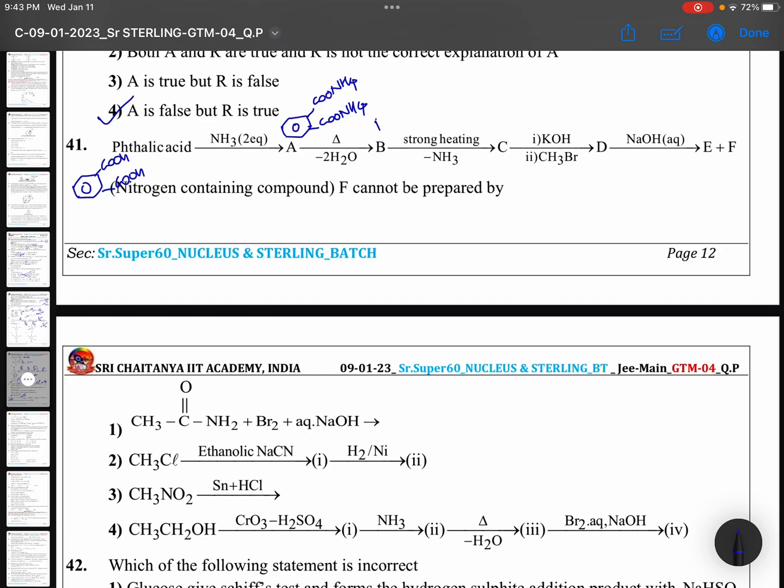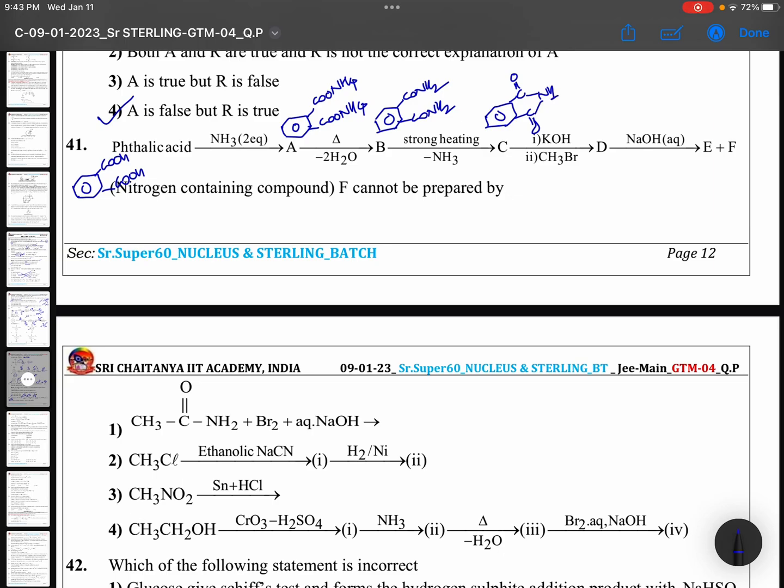on heating, CONH2, CONH2, amides. On strong heating, one ammonia is gone, so it becomes phthalimide. So we are going towards Gabriel phthalimide synthesis.